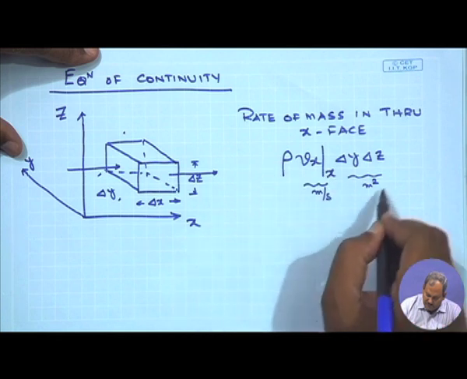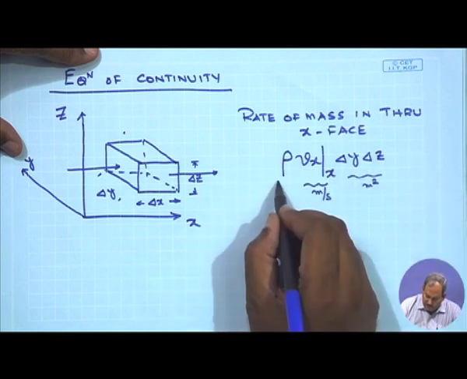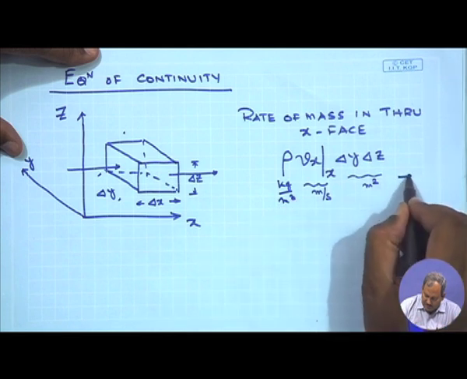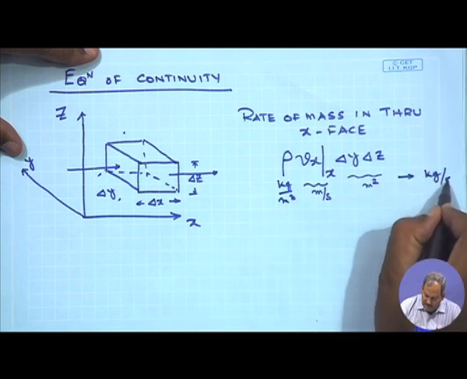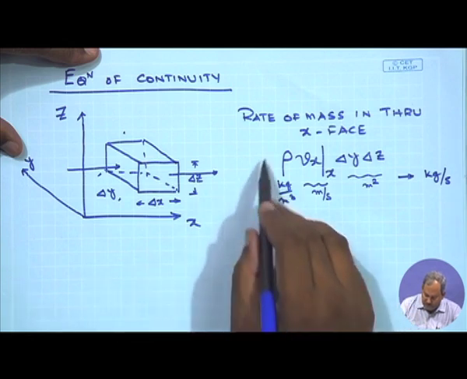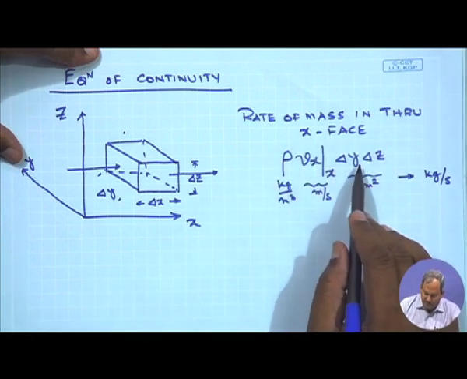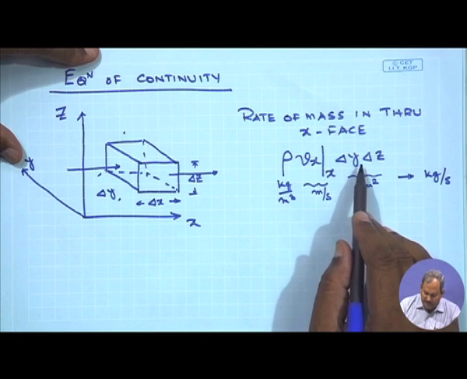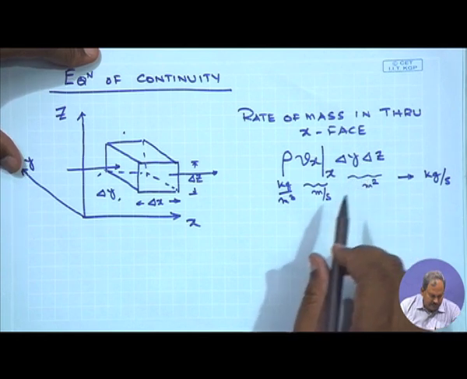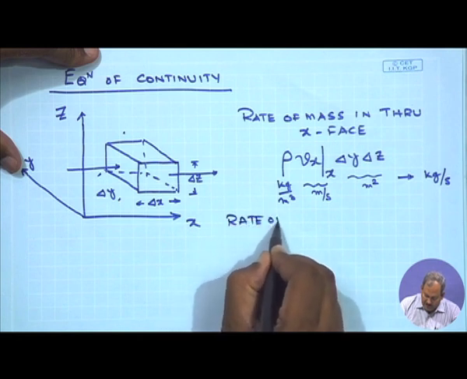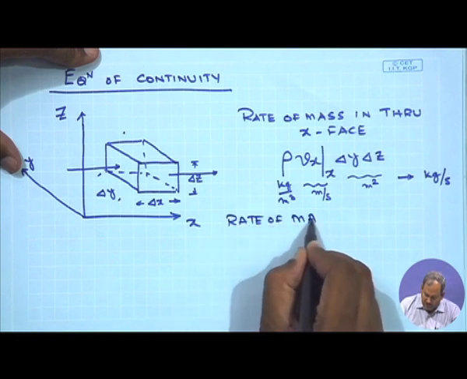So this is the unit of this. So this is kg per meter cube. So essentially the unit here that you are going to get is kg per second. Therefore this quantity gives you the time rate of mass in through the x phase.